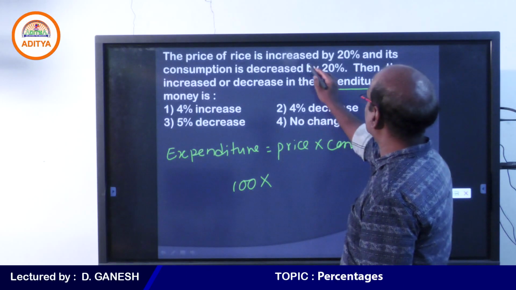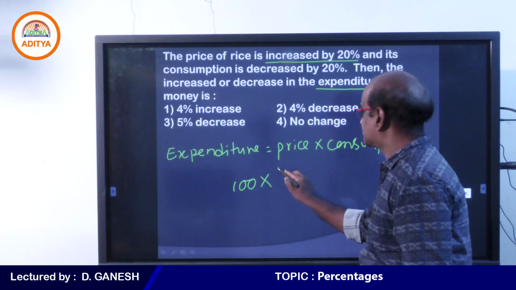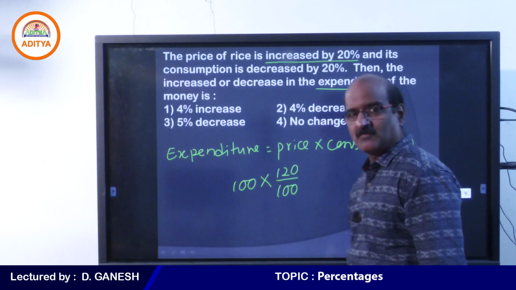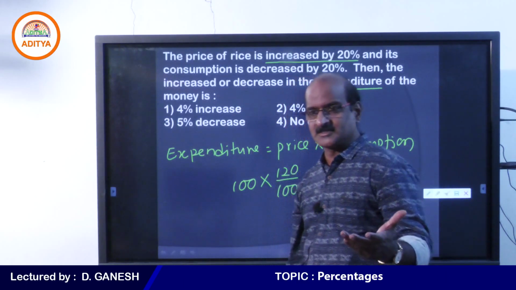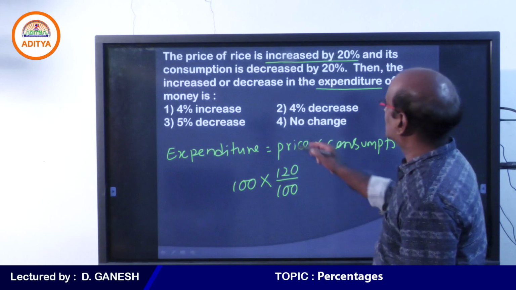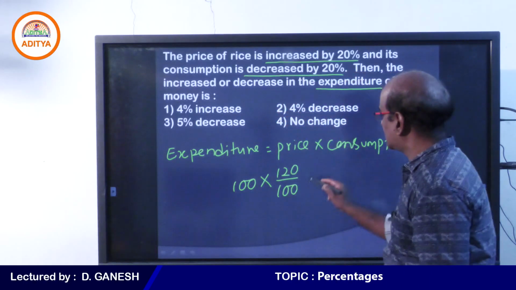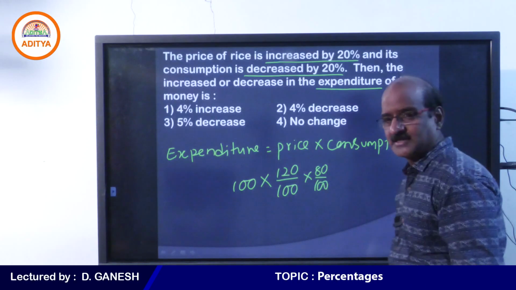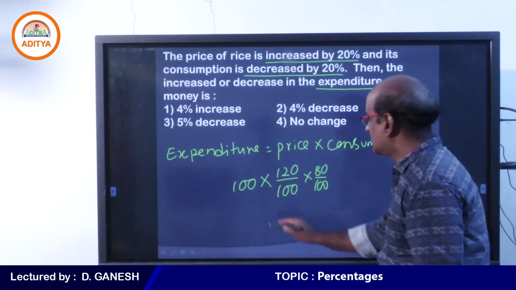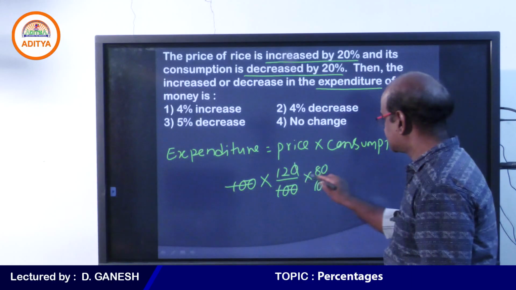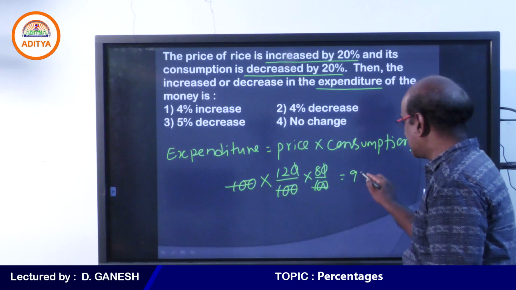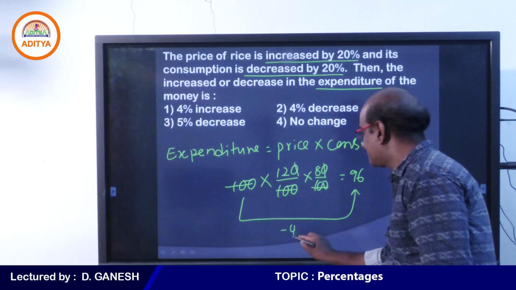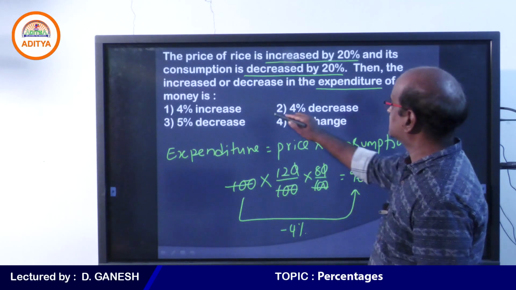Price increased by 20%. You know, why did I multiply by 120? Because increases by 20%. And sale decreased by 20%. You understand why 80%? Decreased by 20%. After having these two changes, it comes down to 96. So 100 becomes 96. We can expect that revenue decreases by 4%.